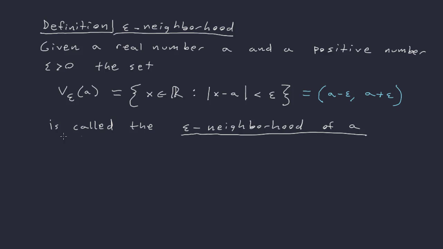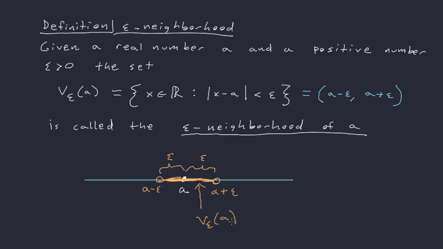And as we see here in this next step, is called the epsilon neighborhood of a. Sometimes you could call it a ball around a. And if we wanted to draw a picture of this, let's say we're on a number line, and say a is here. Now what the epsilon neighborhood is, we go out epsilon units on both sides. So that makes this a plus epsilon, and that makes this a minus epsilon. So we're talking about this open interval here. So this set here is V sub epsilon around a, or the epsilon neighborhood around a.